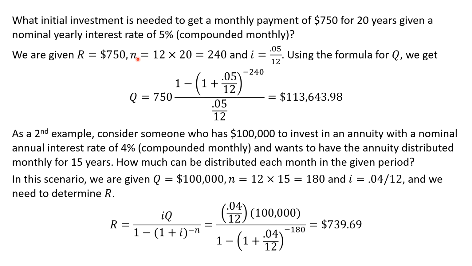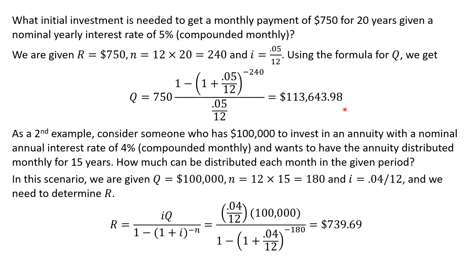So we're given R, we're given N, it's compounded monthly, 12 times 20, 240. And then the interest rate per period would be this, 0.05 divided by 12. We have our formula from the previous slide. We just plug in all the numbers and we see that you would need $113,643.98, and that would give you $750 over 20 years, and your annuity would be depleted at the end of those 20 years.